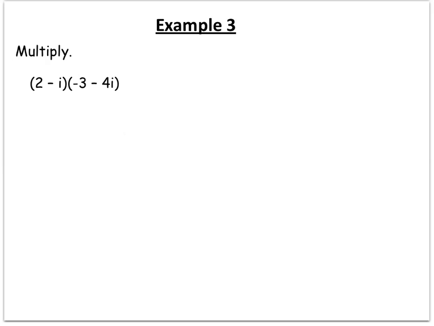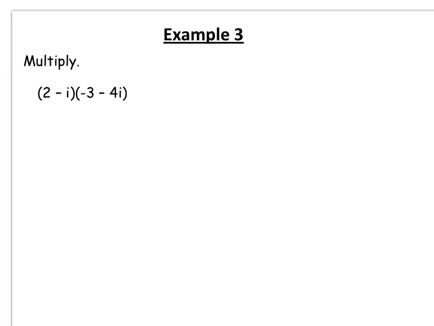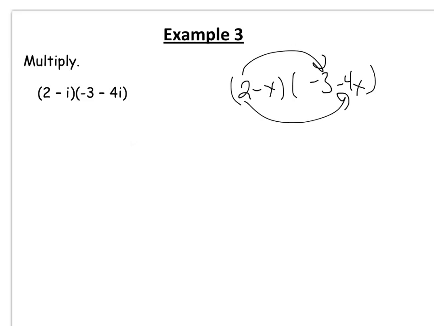Our last example is multiplying, and we really need to look at it as just like it would be 2 minus x times negative 3 minus 4x. You would just FOIL, right? So we're going to do the same thing and FOIL. We have 2 times a negative 3, which is negative 6. I'm going to change the color for the FOIL. 2 times a negative 4i, so negative 8i. Negative i times a negative 3 is a positive 3i.